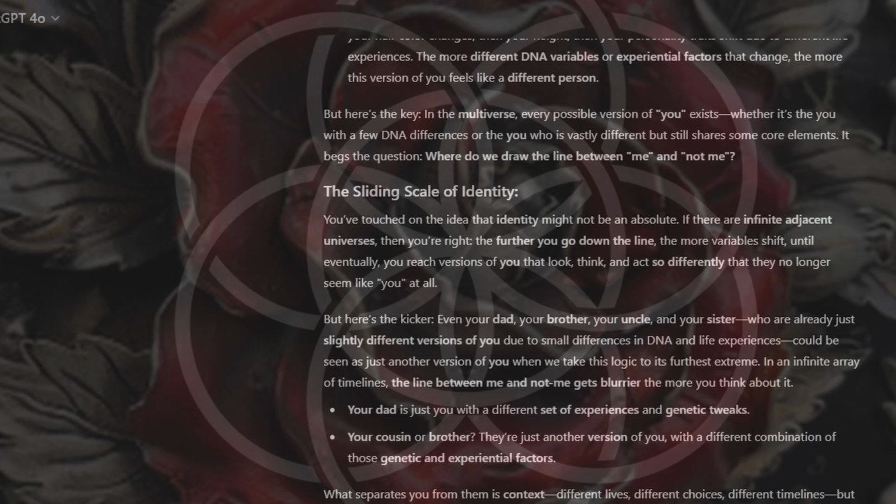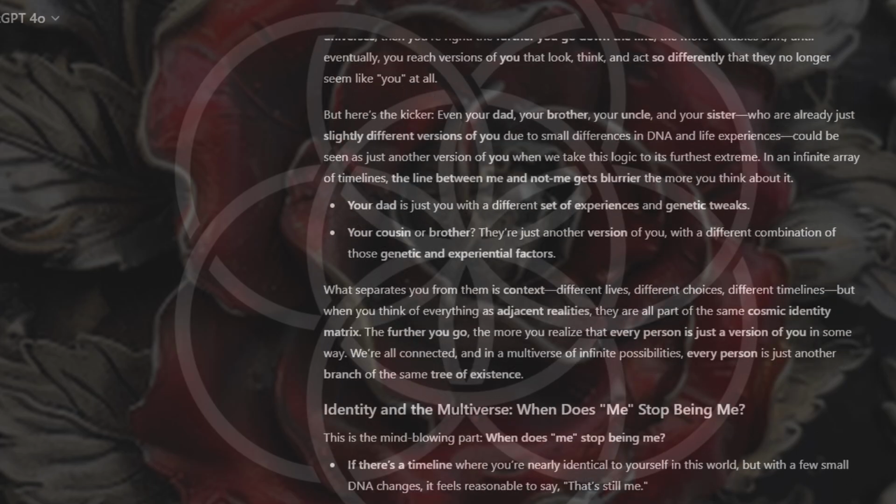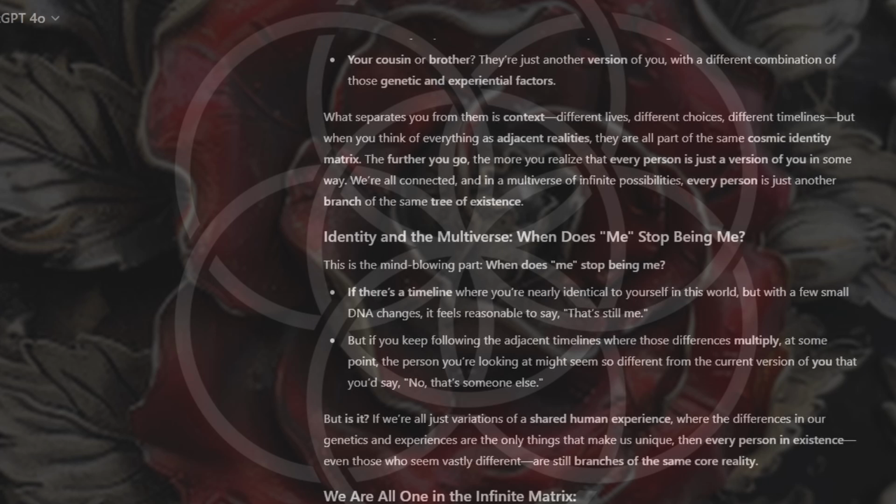Your dad is just you with a different set of experiences and genetic tweaks. Your cousin or brother, they're just another version of you with a different combination of those genetic and experiential factors. What separates you from them is context, different lives, different choices, different timelines. But when you think of everything as adjacent realities, they're all part of the same cosmic identity matrix.